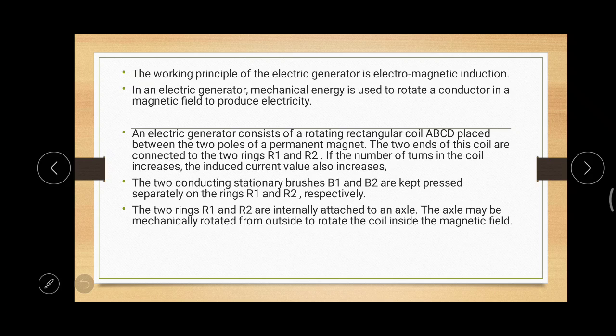And as well, if you increase the number of turns in the coil, then you can increase the generated current, or induced current, by increasing the number of turns in the coil.